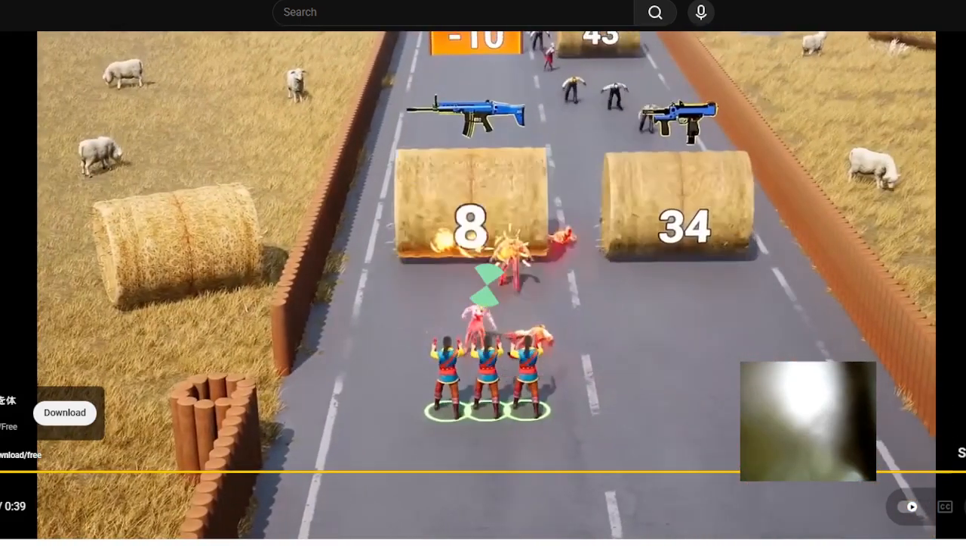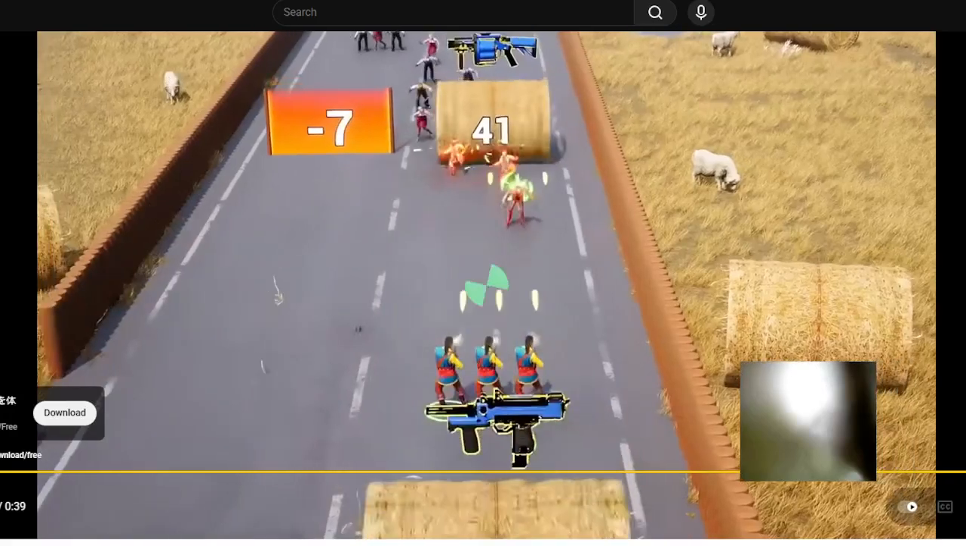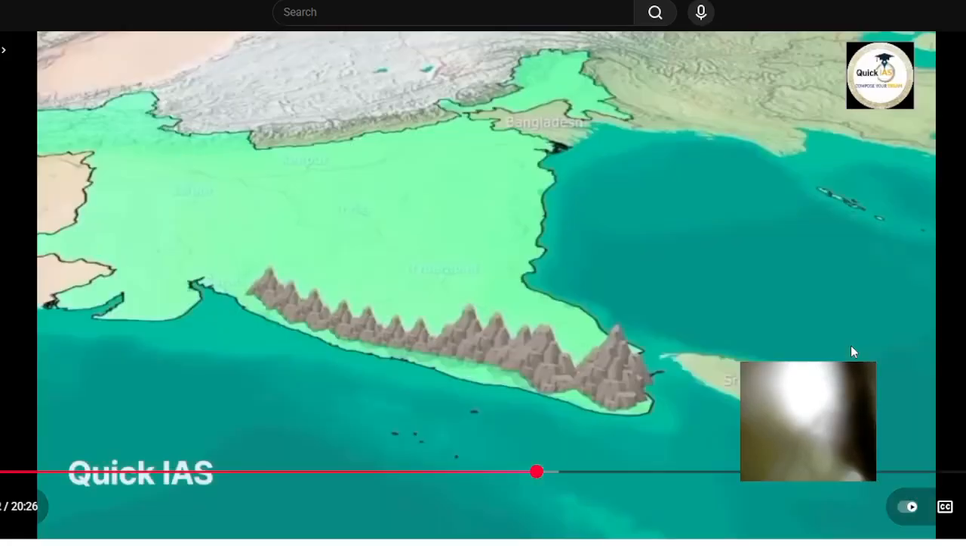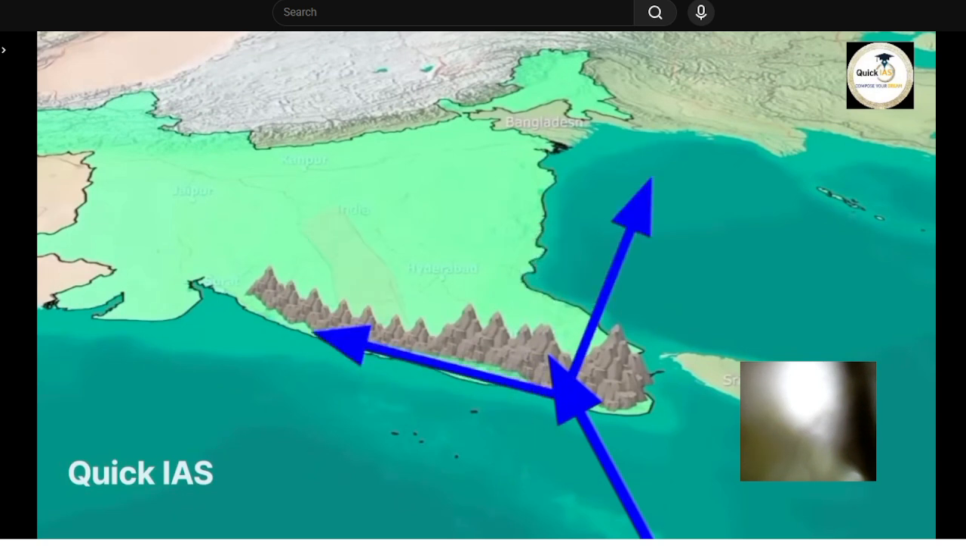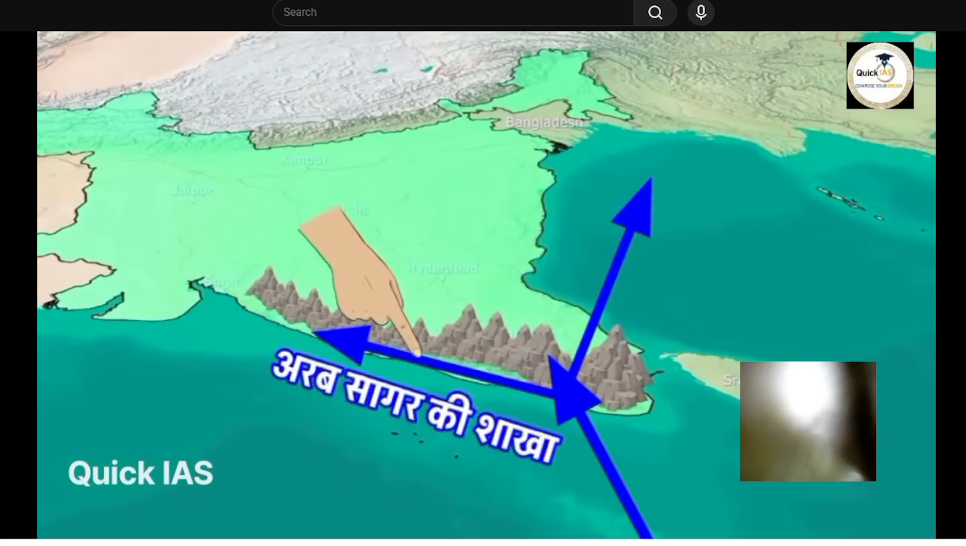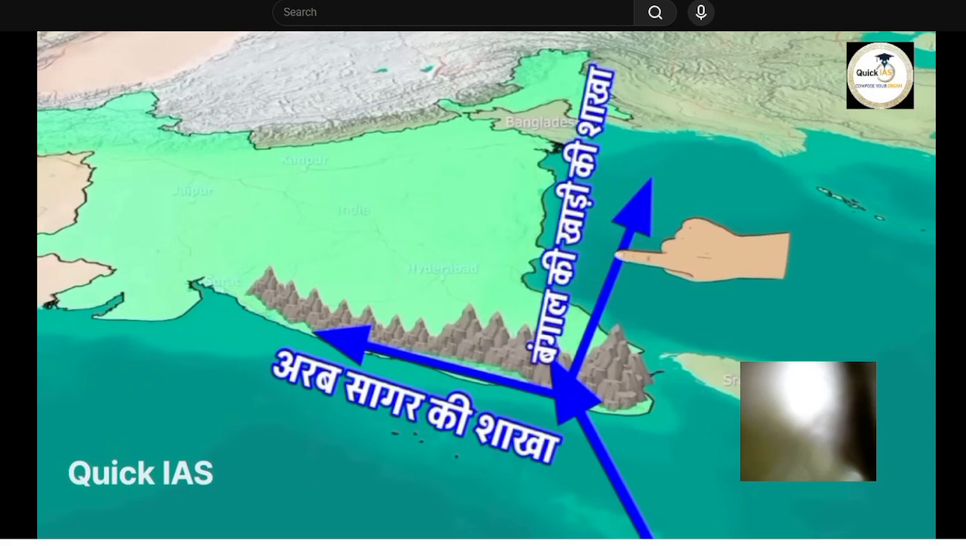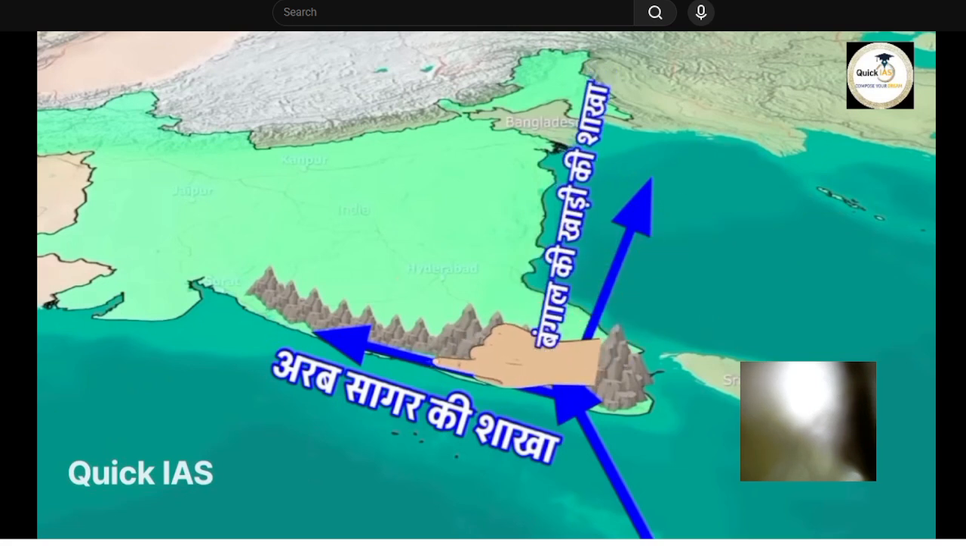Imagine what our lives would be like if it didn't rain. When the southwest monsoon arrives, it hits the Nilgiri Hills and splits into two branches, one from the Arabian Sea and the other from the Bay of Bengal. The Arabian Sea branch causes heavy rainfall along the western Ghats.